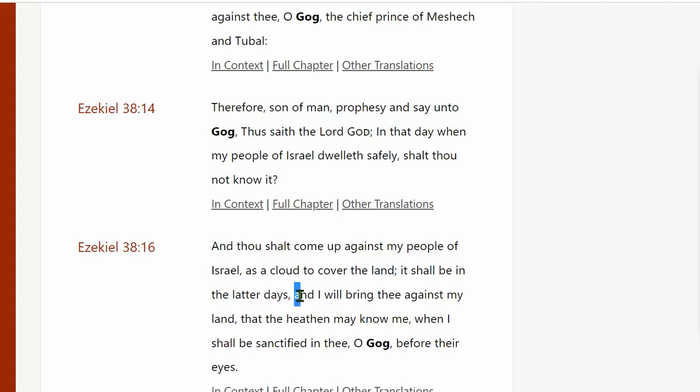Excuse me, it says, I will bring Gog and his armies against Israel, because that's God's land, "that the heathen may know me." Now, here is where we see that the word heathen is being used, because the heathen are the unbelievers, and people who don't believe.